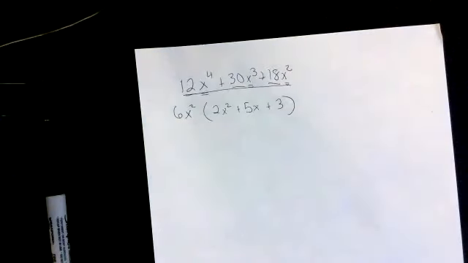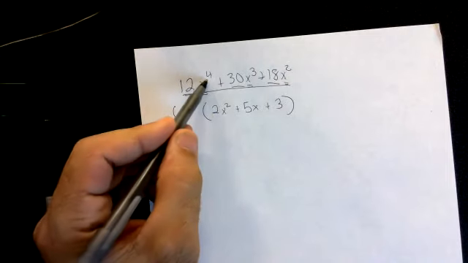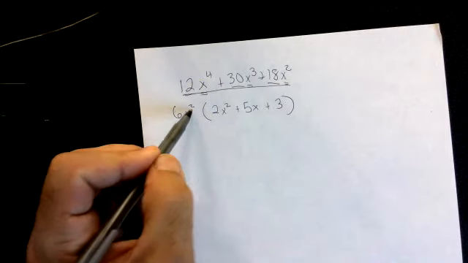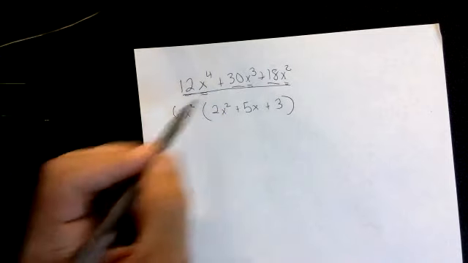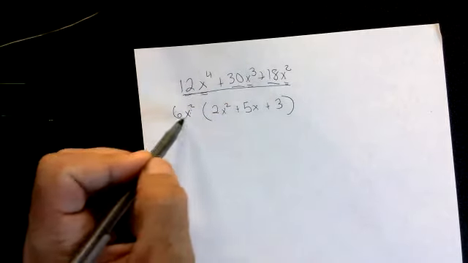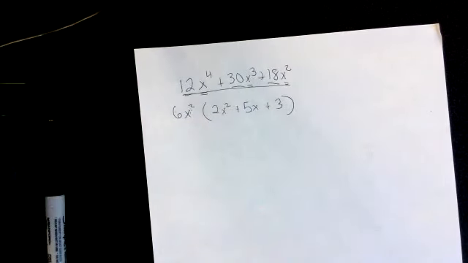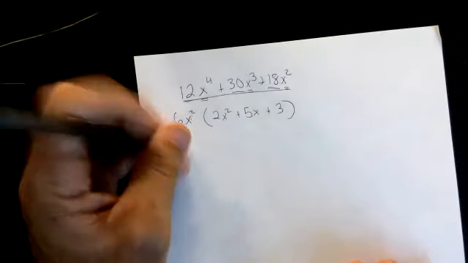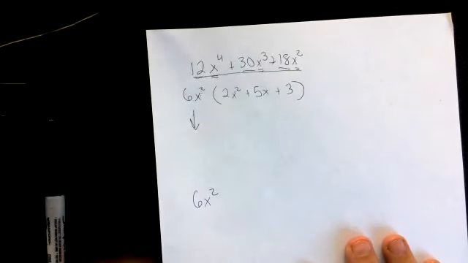I'm left with 2x squared plus 5x plus 3. Remember, divide. So 12 divided by 6 is 2. When you divide variables, you subtract the exponents. So that's why x to the fourth divided by x squared is x squared. 30 divided by 6 is 5. Subtract your exponents: 3 minus 2 is 1. 18 divided by 6 is 3. Subtract your exponents. That gets rid of my x's. Now, this 6x squared is going to stay part of my completely factored form.